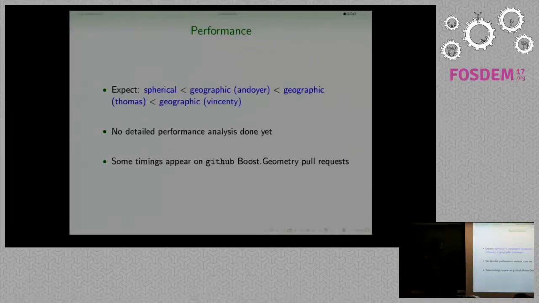Okay, so performance, what is expected is that the spherical is less accurate, and then Andoyer is a bit more accurate, Thomas is a bit more accurate, and the most accurate one is Vincenty. This we know from the theory of how these algorithms work. We don't know the actual distance. How do you know this is the most accurate? Because you know how these algorithms operate.